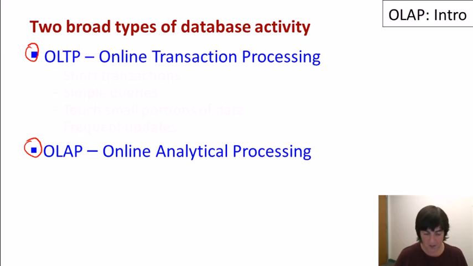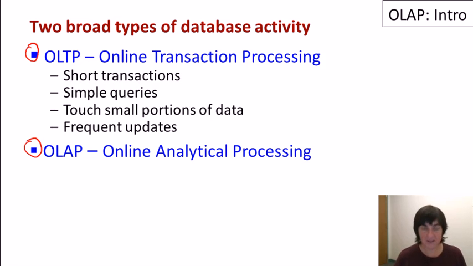Online transaction processing is typically characterized by short transactions, both queries and updates. Things like updating an account balance in a bank database or logging a page view in a web application. Queries in OLTP databases are generally fairly simple. Find an account balance or find the GPA of a student. They typically touch small portions of the data. And updates in this environment can be frequent. We might be making airline seat reservations or updating an online shopping cart.